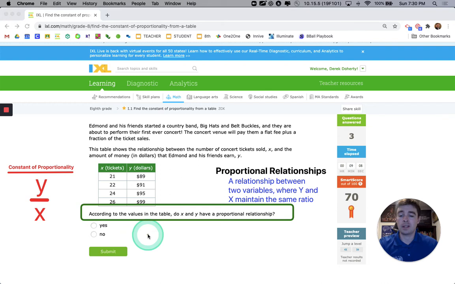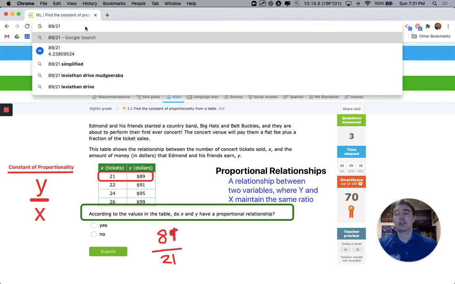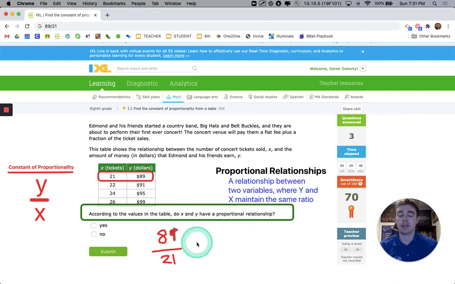So the first one I'm going to test, I'm going to go ahead and put a red box around this first one here. It says 21 tickets, $89. So I'm going to go ahead and put 89 in the numerator, and I'm going to divide that, the Y value, by my X, 21. And if I do 89 divided by 21, I'm going to use this Google calculator up here. Google's toolbar is a calculator anytime I want. And 89 divided by 21 doesn't simplify, but it does give us a ratio of 4.238. So I'm going to go ahead and put that, about 4.238 here.